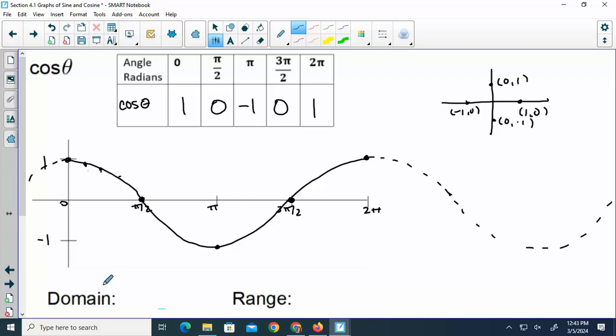So what's the difference between sine and cosine? They kind of look the same, except cosine starts at 1 and sine started at 0. What's the domain of this? Negative infinity to infinity. And my range? Negative 1 to 1, only hitting values between -1 and 1. So you can put as many points as you want on here, but our minimum points, we need those quadrantal angles.